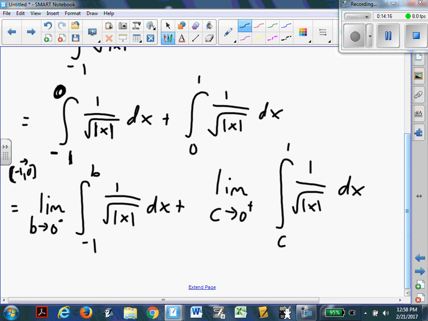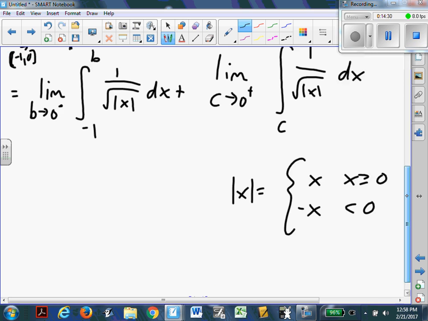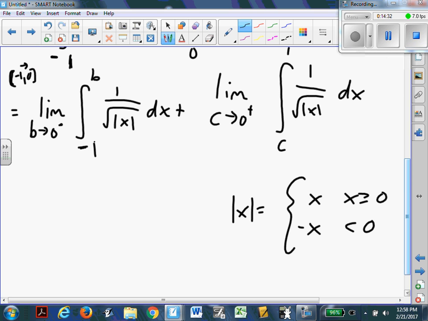Now the next step would be to deal with the absolute value. If you recall, just a little side note, this is the absolute value function. And notice the very first integral we're taking goes from negative 1 to something really close to 0. So we're always going to be less than 0 there. So our absolute value of x is going to be negative x there.